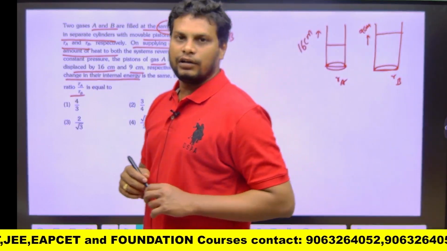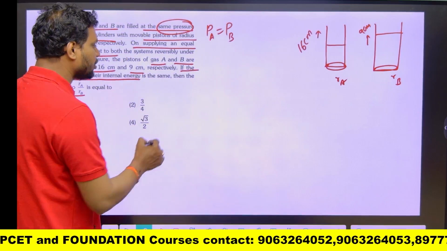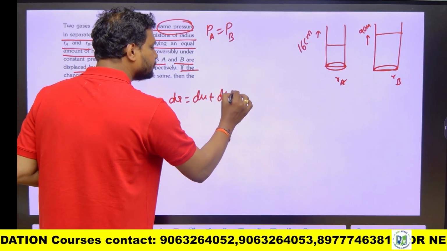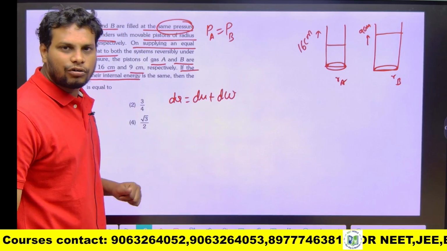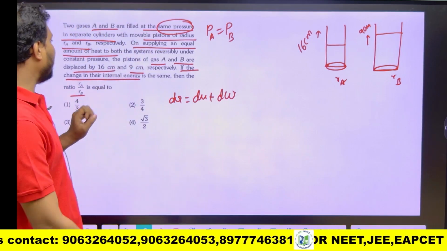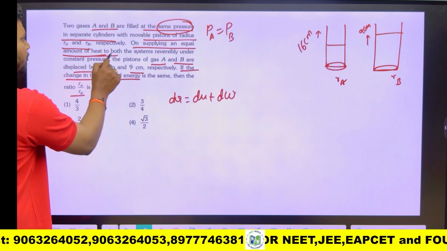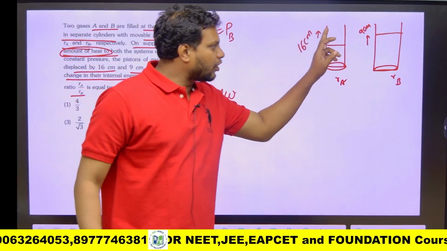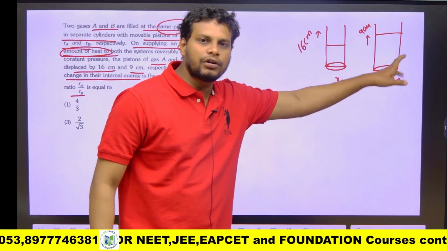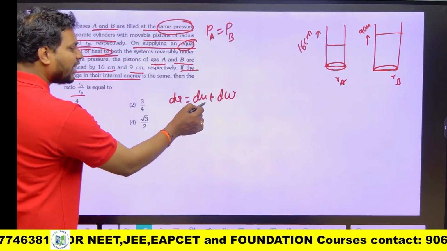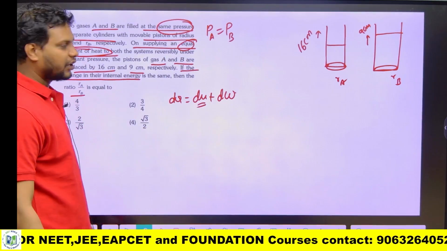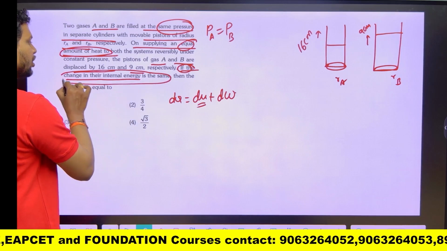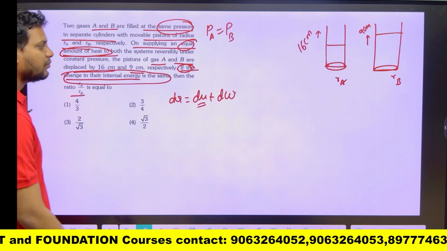Now we'll use the first equation of thermodynamics. What is that? dq is equal to du plus dw. According to the given question, they gave the same amount of heat energy, equal amount of heat energy. So for the first cylinder dq1 is equal to dq2, and the change in internal energy is also the same.